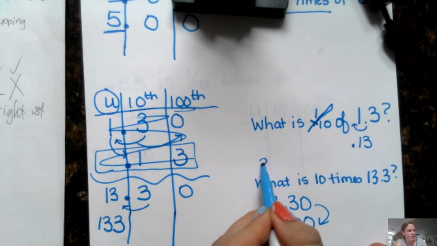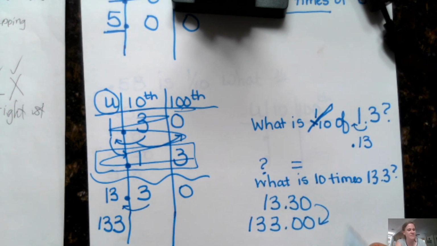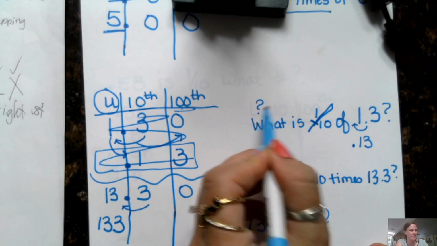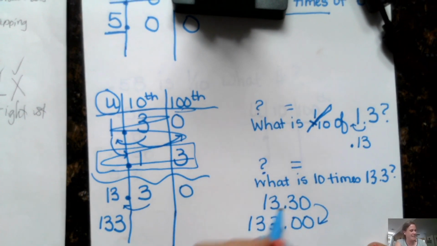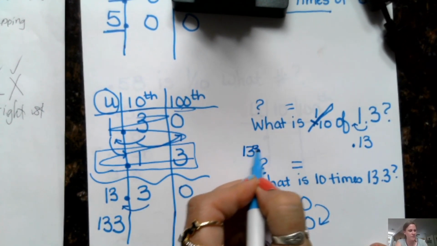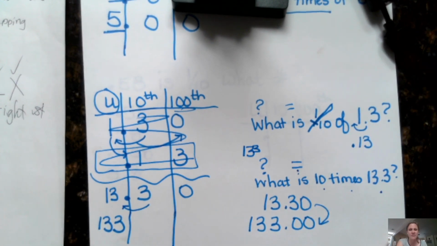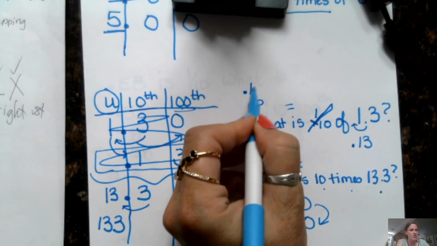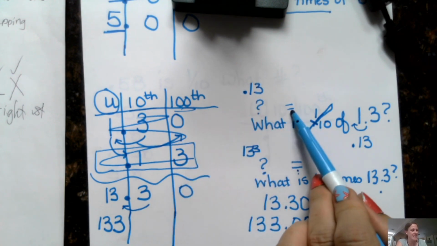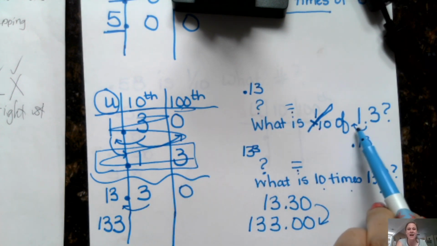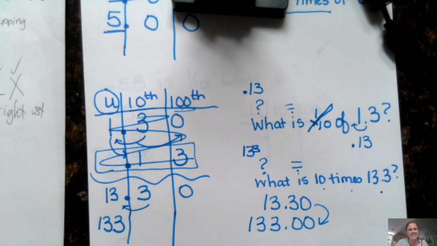And notice I'm saying what is, that represents your equal sign, and I'm setting you up for what I'm fixing to show you next. So I could say 133 is 10 times more than 13 and 3/10. I could say 13 hundredths is 1/10 of 1 and 3/10.